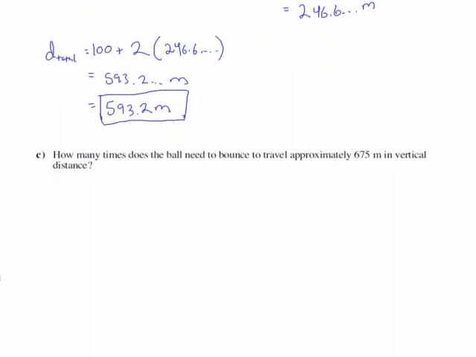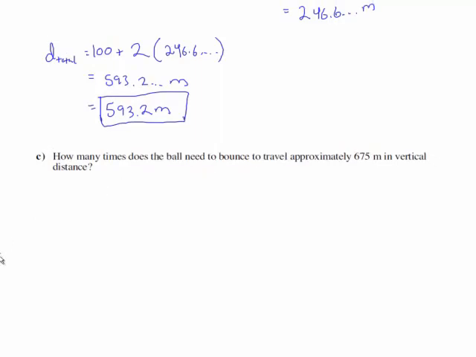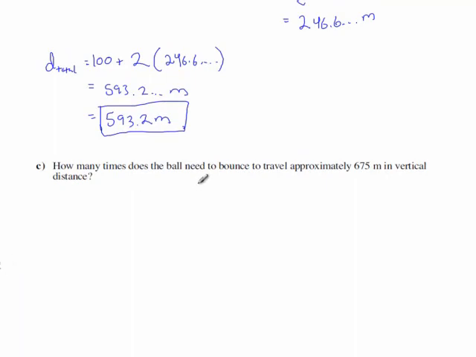Okay, how many times does the ball need to bounce to travel approximately 675 meters in vertical distance? Okay, so we could figure out how many times the ball needs to hit the ground to travel 675 meters in vertical distance, because we've already got a formula for that. The total distance when the ball hits the ground is 100 plus 2 times the sum.